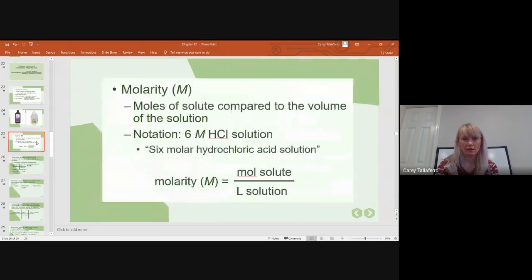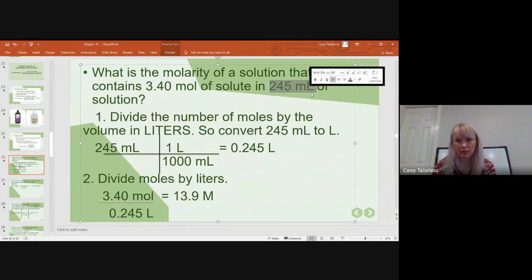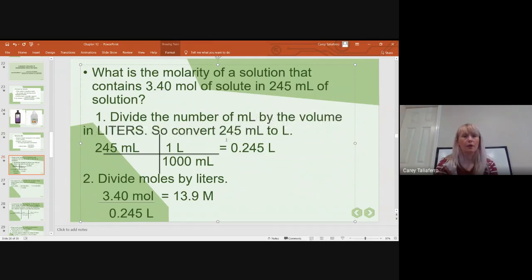So go back to our formula down here. Moles of solute divided by liters of solution. So if you come back to our problem, you'll notice that, first of all, it's in 245 milliliters. So we have to do a conversion there. That's my first step. Divide the number of milliliters by 1,000 to get the volume in liters. So 245 milliliters divided by 1,000. Move the decimal point 3 places over, and that gives you 0.245 liters.